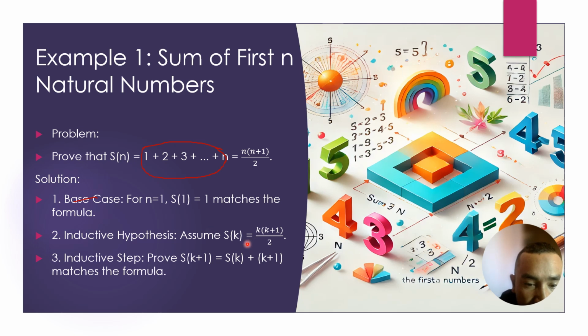Inductive hypothesis: we assume Sk equals k bracket k plus 1 upon 2, and this is our hypothesis assumption. The inductive step is to prove S(k+1) equals Sk plus k plus 1, which matches the formula.